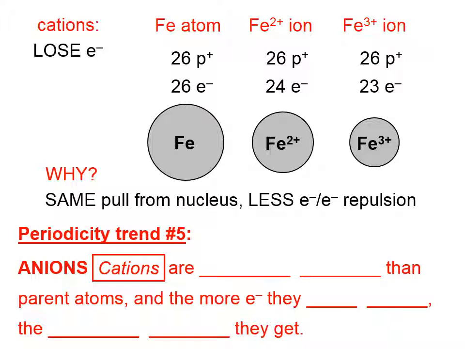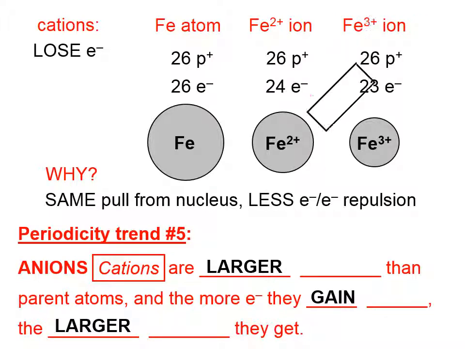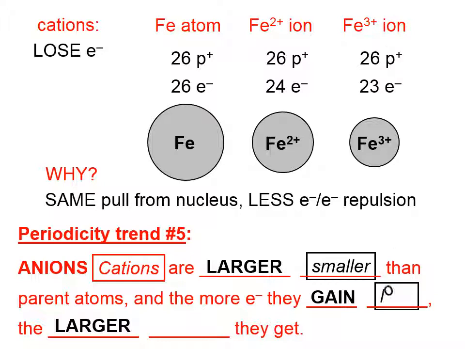Anions are larger than parent atoms, and the more electrons they gain, the larger they get. Now let's read it again using the cations. Cations are smaller than parent atoms, and the more electrons they lose, the smaller they get.